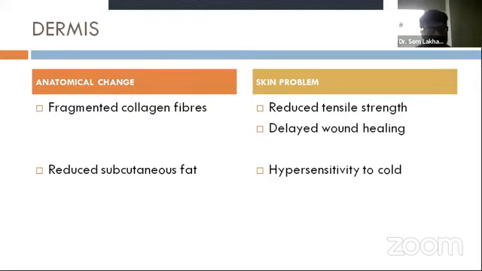Also, in the dermis, because of increased production of matrix metalloproteinases, the collagen fibers become fragmented. And because of this fragmentation of the collagen fibers, there is reduced tensile strength of the skin, and also the wound healing process is delayed.